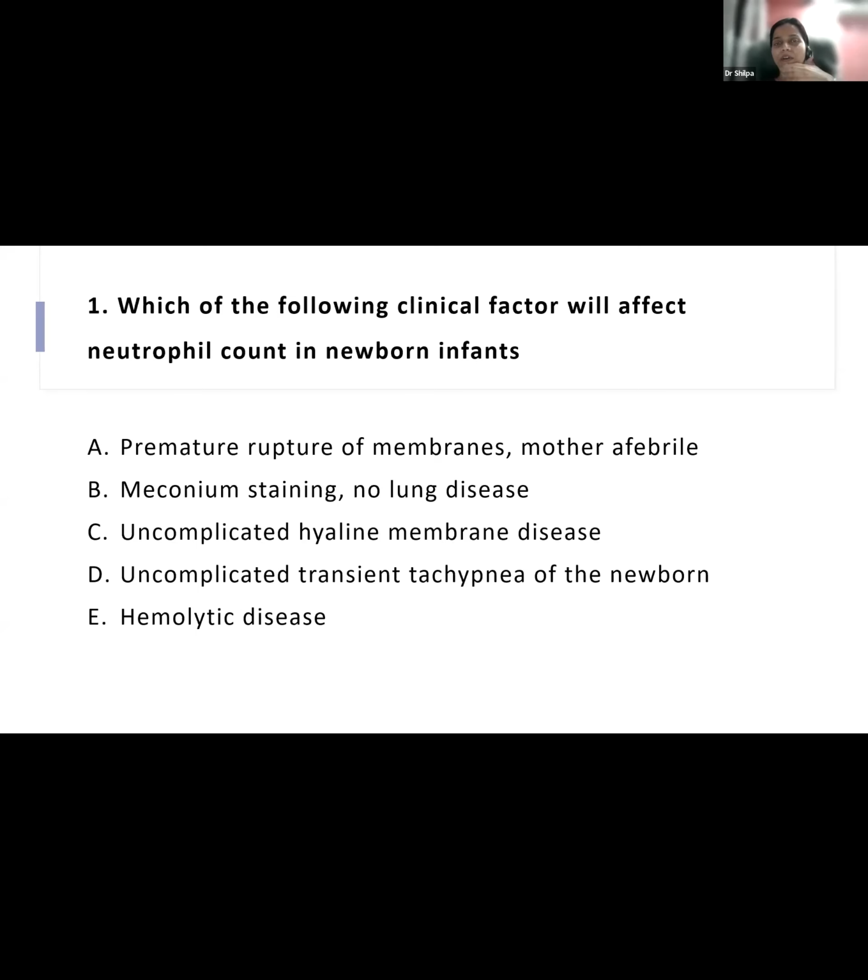So the first four are not going to affect the neutrophil count, and they do not need any kind of antibiotic treatment. Hemolytic disease, because the bone marrow is affected, is likely to cause, because of the erythropoiesis or maybe aplastic anemia secondary to intrauterine transfusion, may affect the neutrophil count, right? Are we clear? It's very difficult. So the answer is hemolytic disease. The other four will not affect the neutrophil count. In hemolytic disease, you may see neutropenia. I think 4 or 5 have answered E. Correct answer, good.